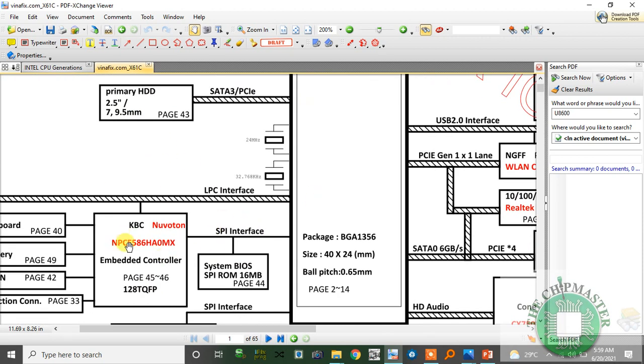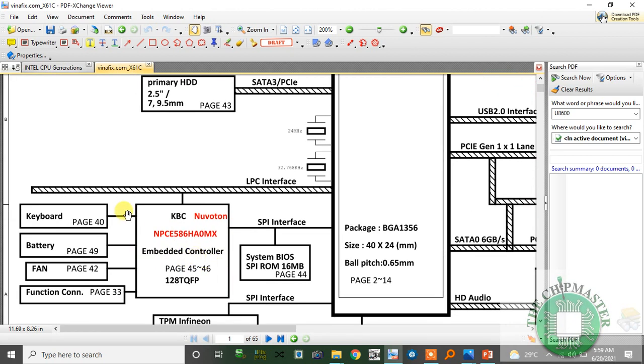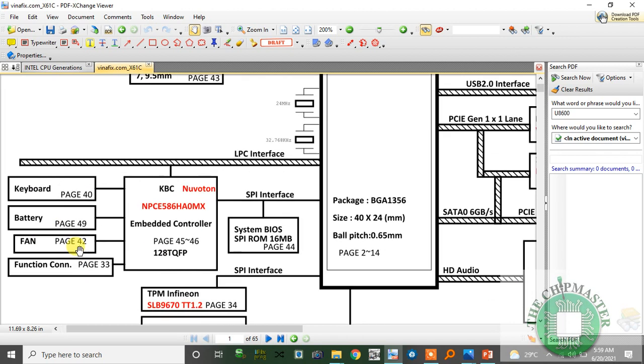We have here the LPC interface. This is the EC, which is an embedded controller, the EC. And the EC manages the keyboard, it manages the battery, the fan, right? Function connection, which is another feature.